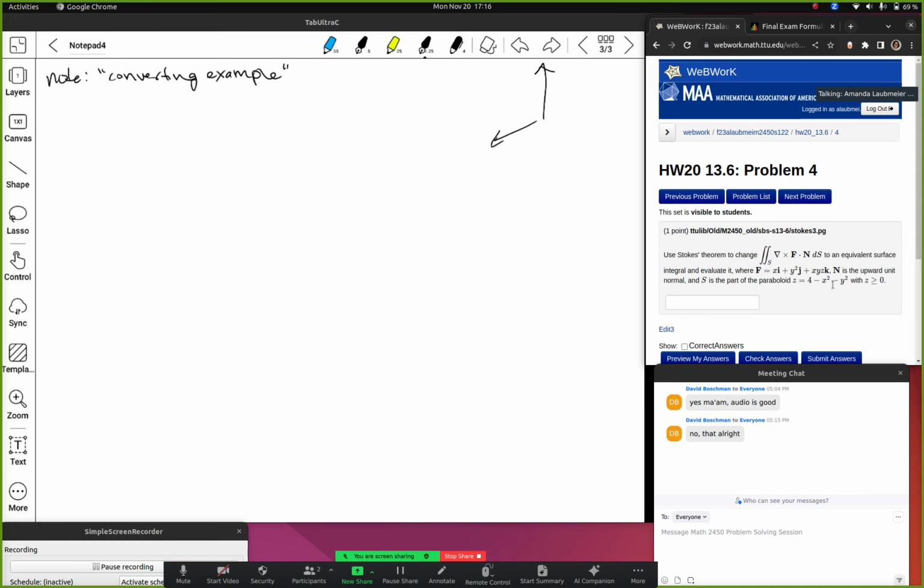The idea is that we have this paraboloid, they've told us, starts up here at 4 and then goes down to the xy plane. That's our surface and it's oriented upwards.